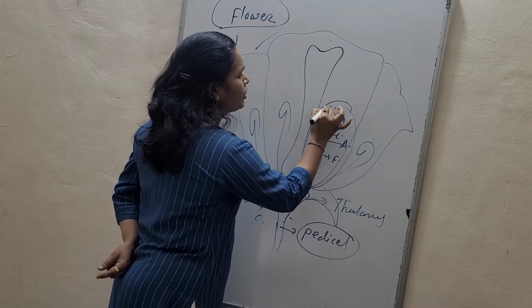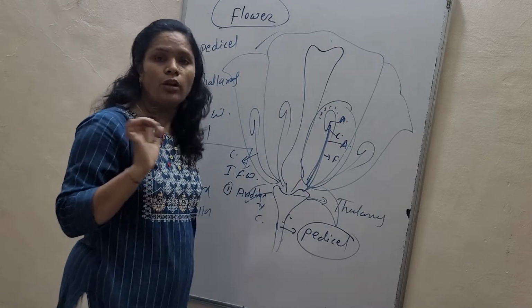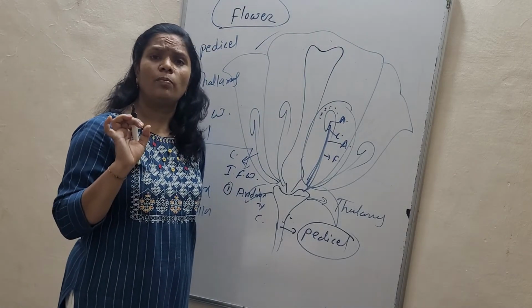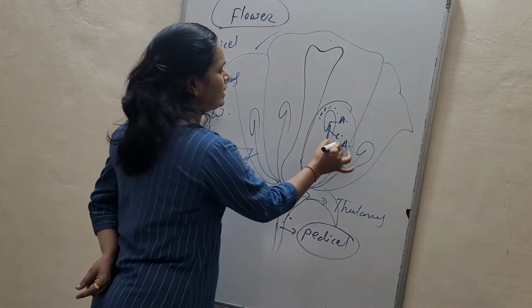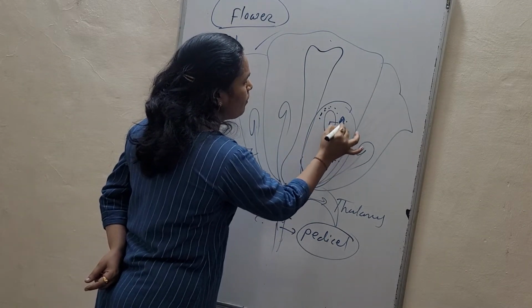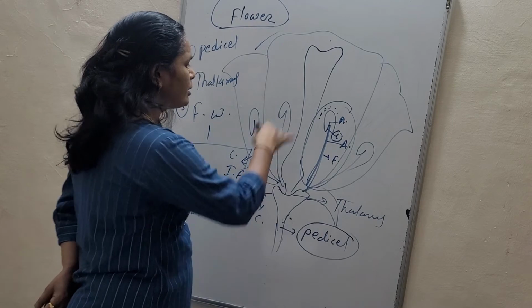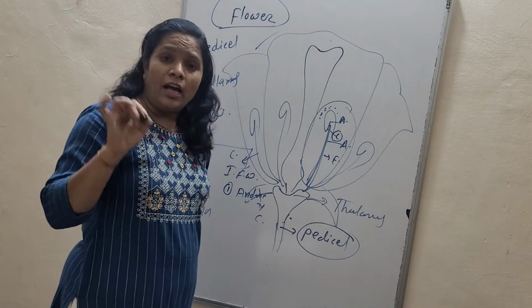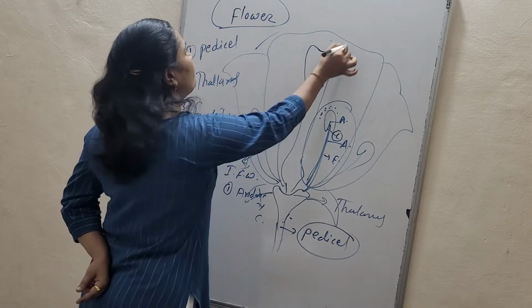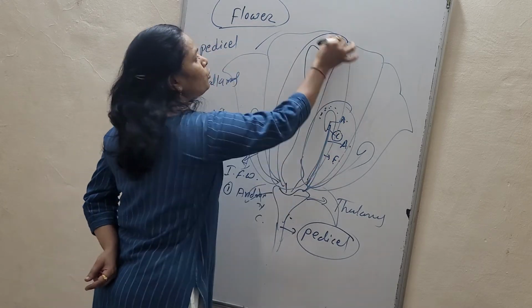The main function of the anther is to produce pollen grains. This is the function of the male androecium. Androecium is the male reproductive part, and the connective connects both parts, the anther and the filament. This is the whole study of the androecium. And the last and innermost part of the flower is called the gynoecium.